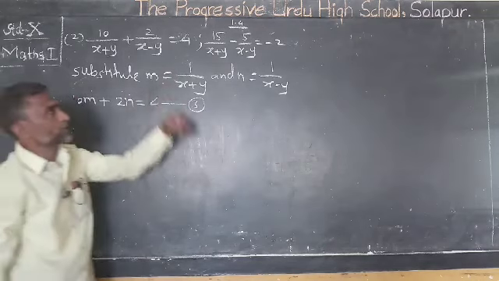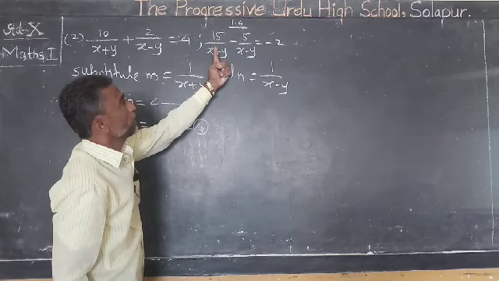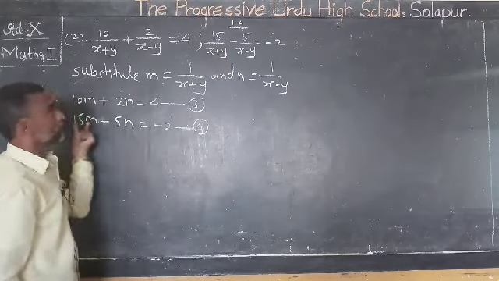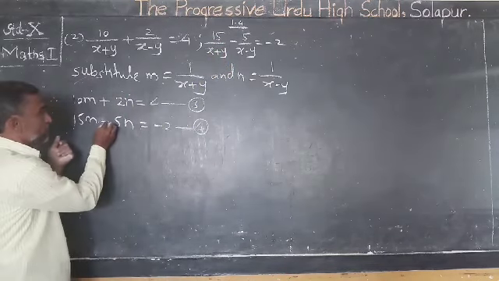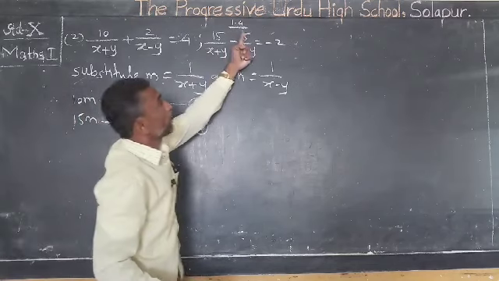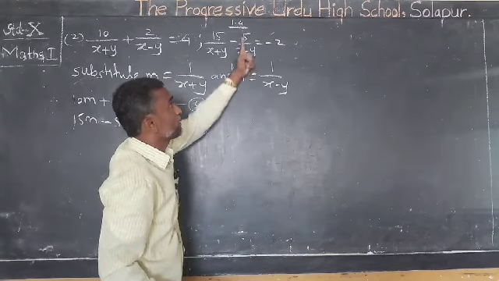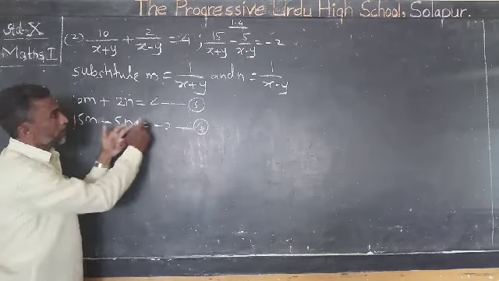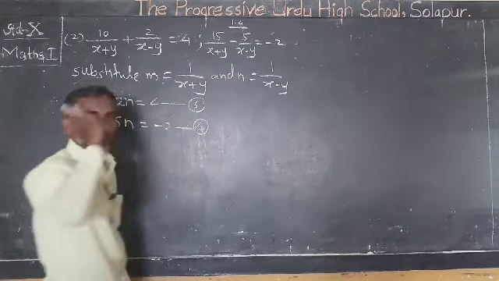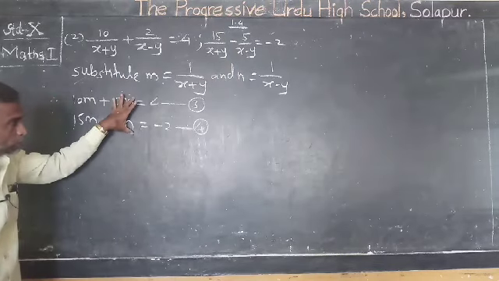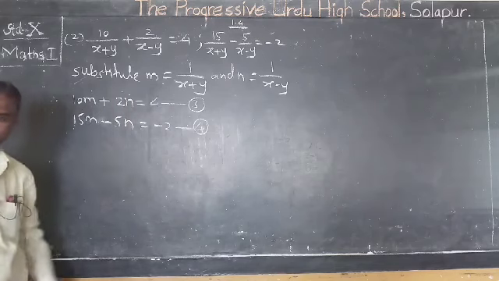Next, second equation. 15 upon x plus y means 15m. Minus sign is there, so it is minus. Next, 5 into 1 upon x minus y means 5n. 5n is equal to minus 2. In this way, we got two linear simultaneous equations.